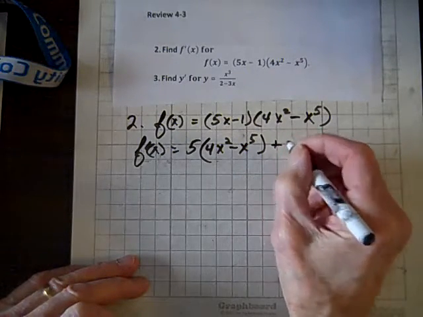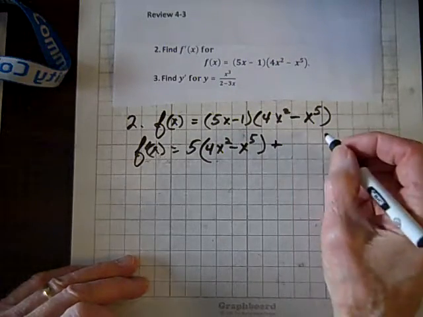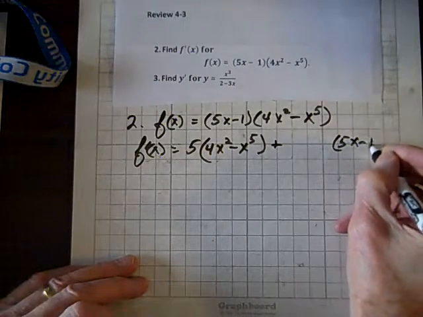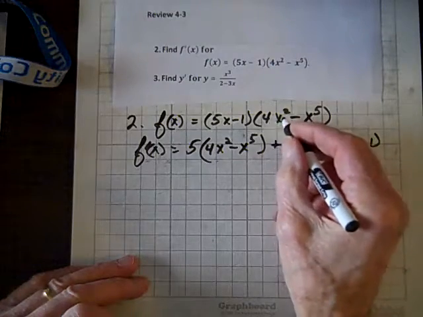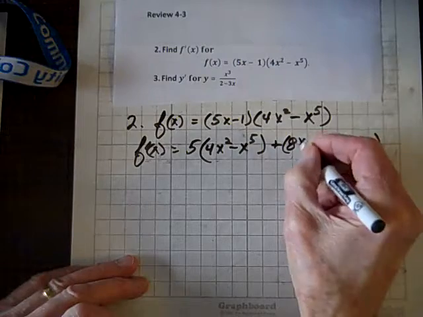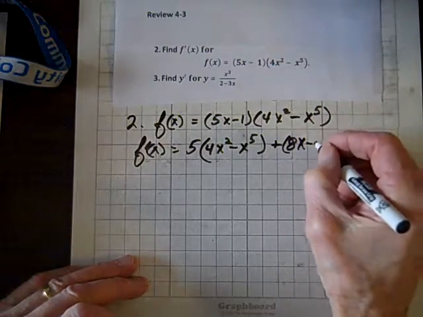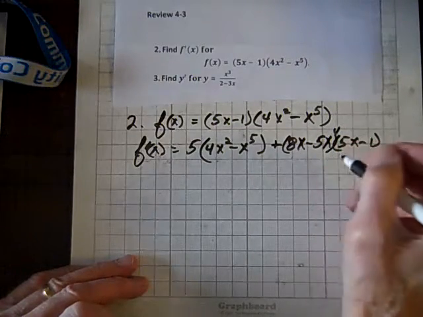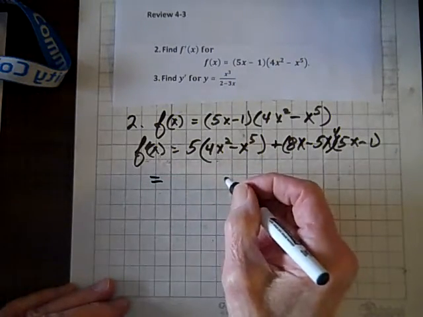Now plus, and now we'll hold 5x minus 1 constant and take the derivative of this thing, the second factor. So the derivative of 4x squared is 8x minus, and the derivative of x to the 5th is 5x to the 4th by the power rule. So let's multiply this stuff out and combine like terms.